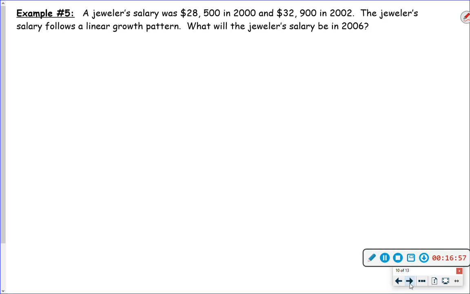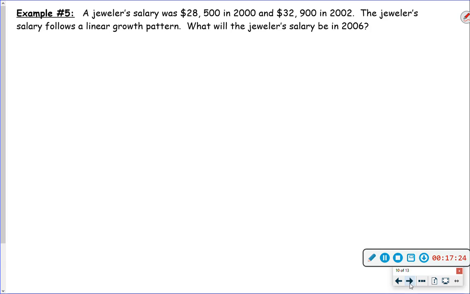Okay, so first I would try to translate this data into coordinates, into ordered pairs. Now it doesn't matter if you do salary, year, or year, salary. Just keep it consistent, keep them lined up. But just generally in math, if you have some sort of time measurement, years, date, months, etc., they usually will put those as the x coordinates. So that's how I'm going to do it.